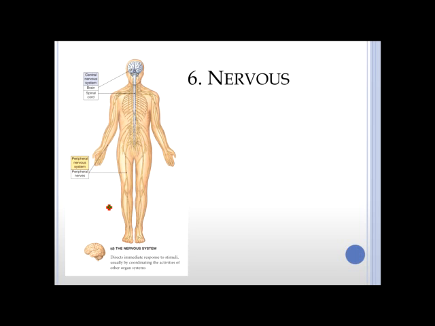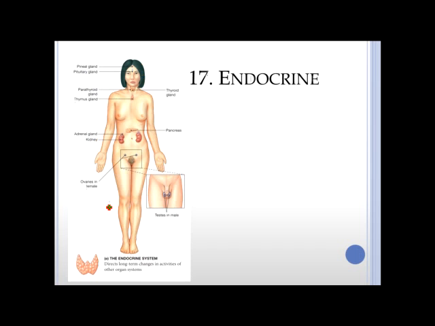The nervous system, and this is pretty much the central control system, directs immediate responses to stimuli, usually by coordinating the activities of other organ systems. We have the peripheral nervous system and peripheral nerves, and then we have the central nervous system, which includes the brain and spinal column. The endocrine. We have several organs here, and the endocrine system pretty much is an easy way to get multiple organ systems pointed in the right direction. Directs long-term changes in activities of other organs.